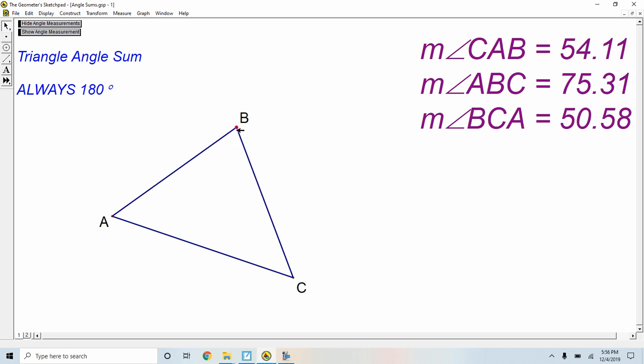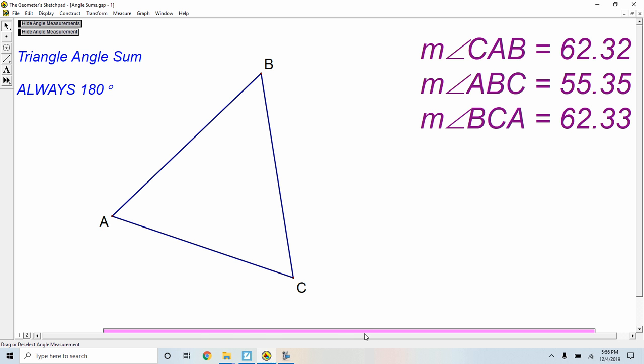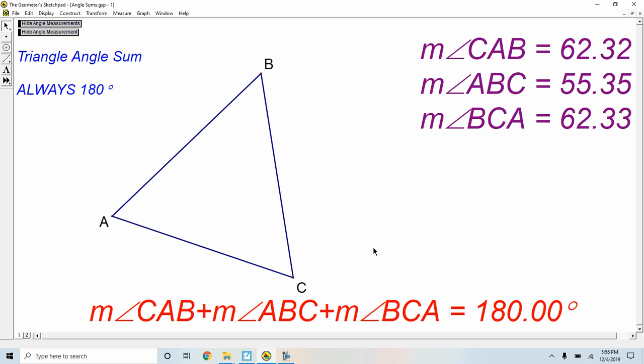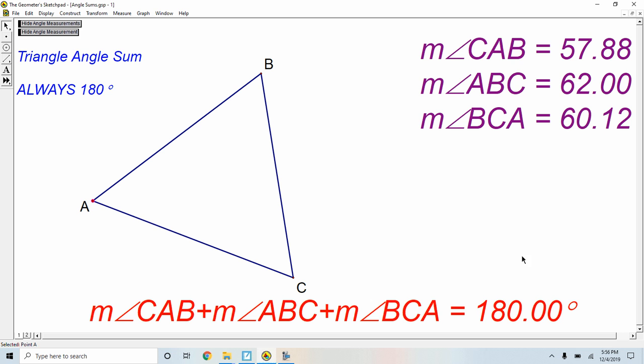You can say I'll move them around and they'll change. And then I'm going to add them all together. When I add them all together, I get 180. Now I'm going to move a point, and you'll see the angle measures are changing, but this value down here, this addition, is not going to change.